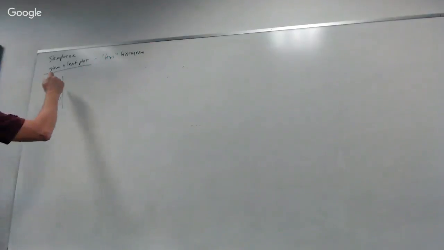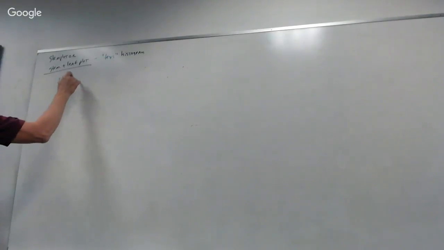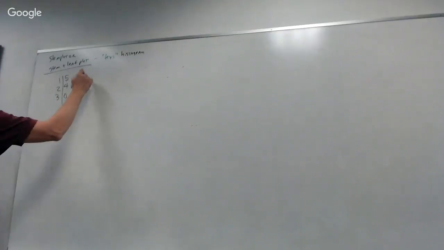So we've got 24, 15, 26, 24, 26, 26, 30, 31, 31, 25, 23, 22, 31, and 32. Okay?